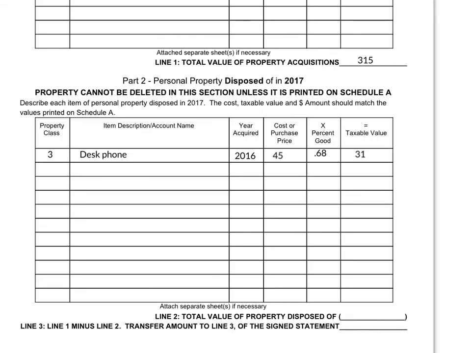You will copy the asset you would like to dispose of to the bottom of Schedule B. You will copy it exactly as it was printed on Schedule A, including the property class, the item description, the year acquired, the cost or purchase price, and the percent good. It also lists the taxable value, so you don't need to do the math.